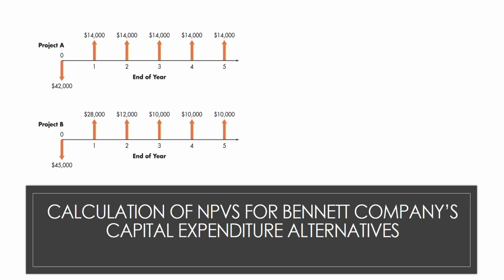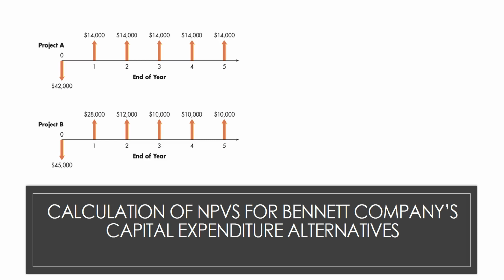So let's look at an example here. We have project A that costs $42,000 and returns $14,000 a year for 5 years. Project B costs $45,000, returns $28,000 in the first year, $12,000 the second year, and $10,000 in the final 3 years. So let's calculate its net present value.